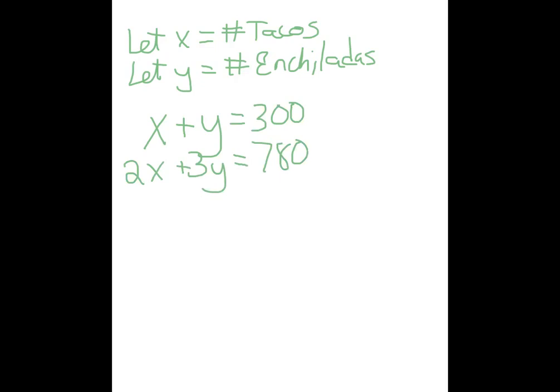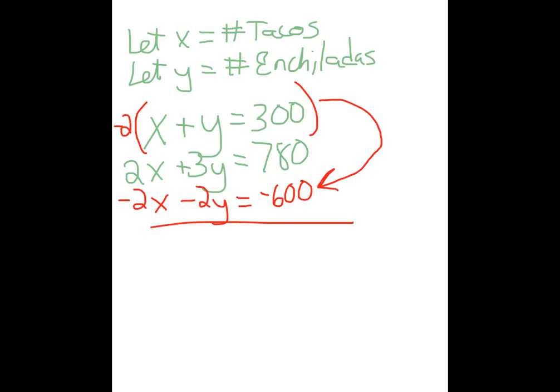elimination, you could do substitution. So I would probably do elimination here. So I would multiply this top one probably by a -2. And then that way my x's will cancel. So I'm just going to do that times by -2, and I'm going to write it down here. So it would be -2x minus 2y equals -600.